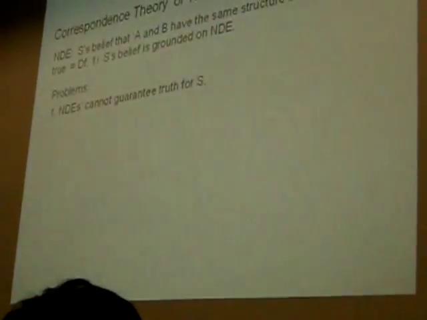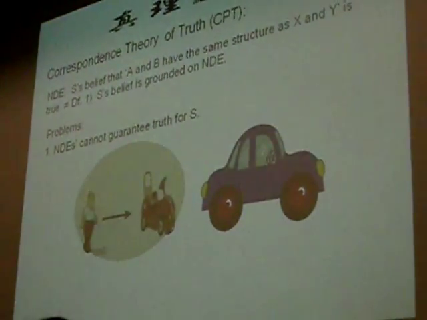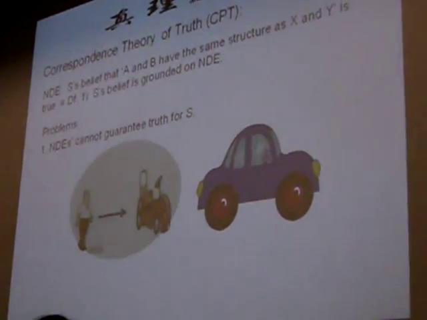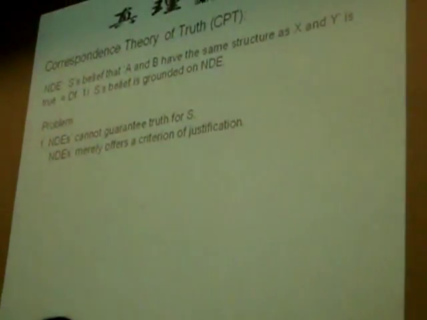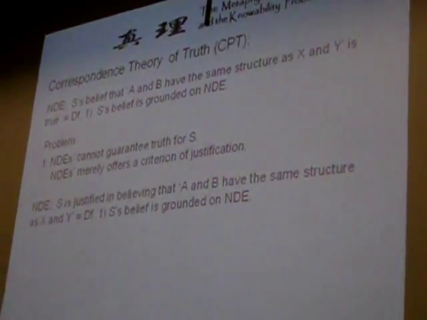However, NDE cannot guarantee truth for S. Because it's possible to suppose that while you experience the redness of a car, the car is not actually red, because your senses can deceive you, and so on and so forth. So at the very least, NDE can offer a criterion of justification, but it cannot guarantee truth.